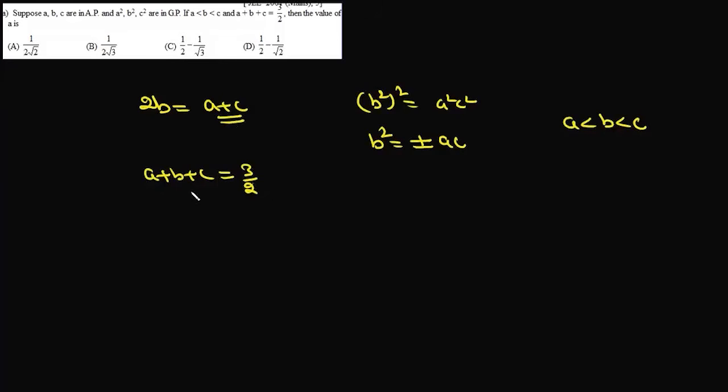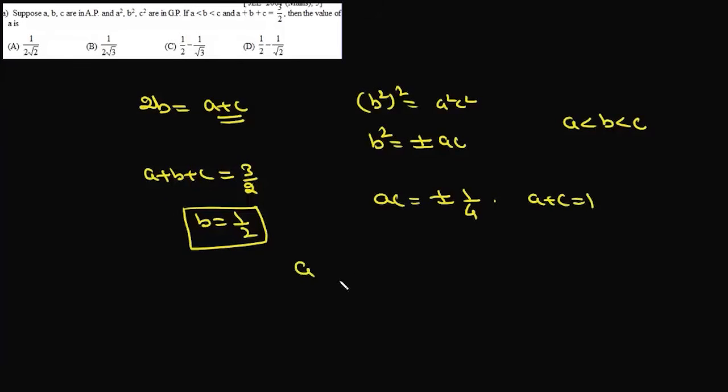Now a plus c is 2b. So you put a plus c as 2b, we get b as 1 by 2. And if b is 1 by 2, we write a into c as plus or minus 1 by 4. And if we put b as 1 by 2 here, we get a plus c as 1. So we can write a and c is plus minus 1 by 4a, and it is equal to 1. So we can write 4a square minus 4a plus minus 1 equals 0.